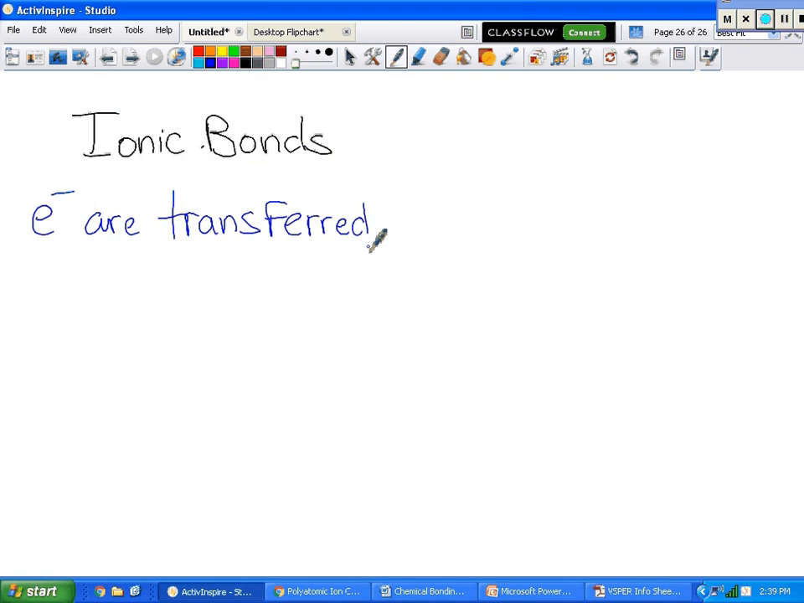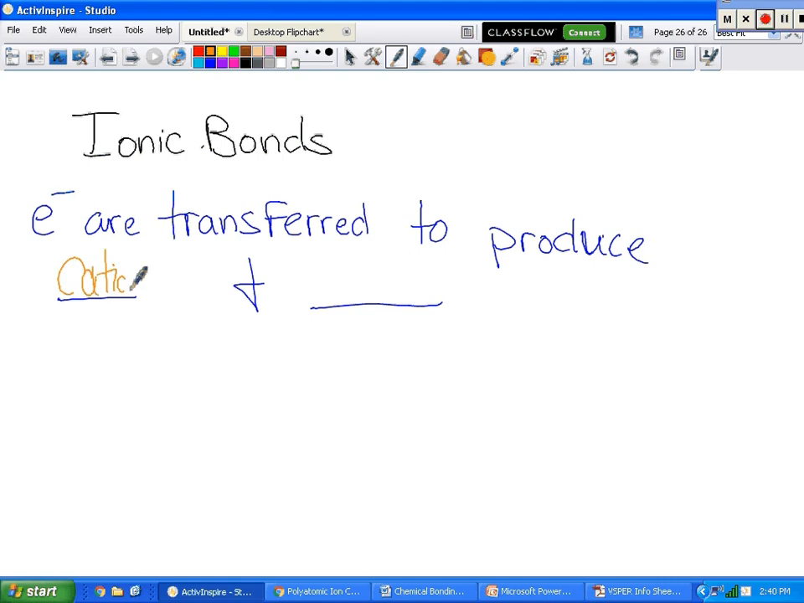Transferred. And now I'm going to add something. I want to see if you can help me fill this in. Electrons are transferred to produce blank and blank. Whenever an electron moves, we create things. You've got it partially right. He said ions, but I need two blanks. Very good. So this is what needs to go in here: cations and anions.